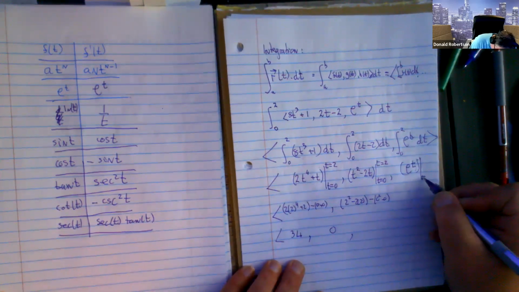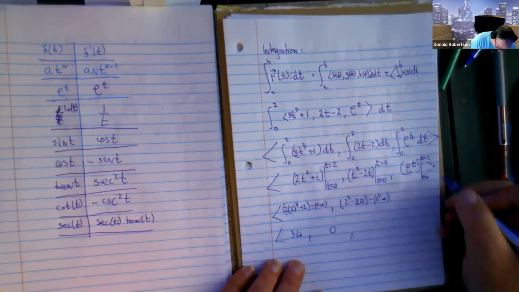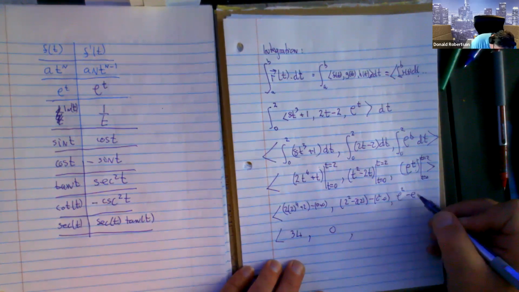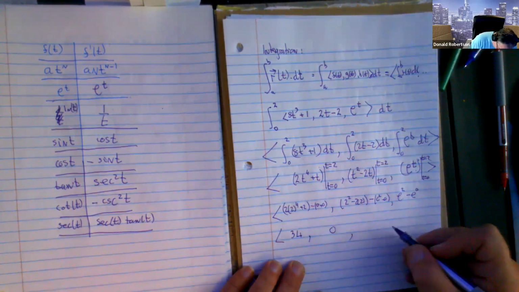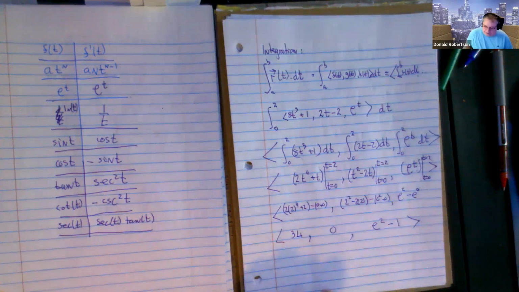Evaluate it at t equals 0 to t equals 2. That's going to get me e squared, take away e to the 0. And that's just e squared, take away 1. So there's your integral. It's a vector.